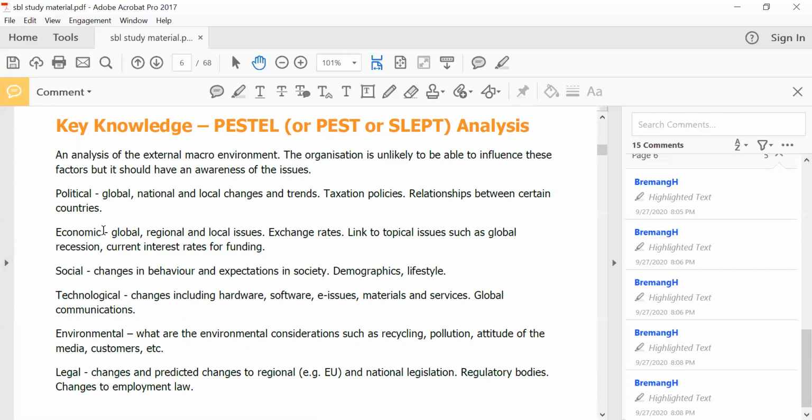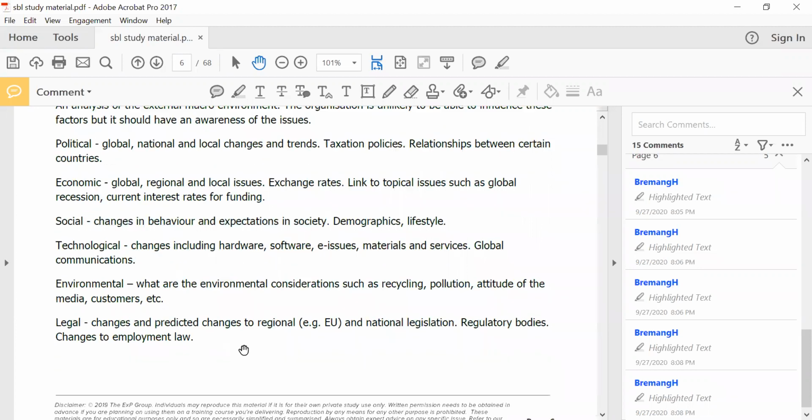Economic factors can also be issues like exchange rates, and the link to topical issues such as global recession and current interest rates for funding. All these factors tend to affect businesses. The next one is social factors. Social factors, what are we talking about? We're talking about changes in behavior. If the consumer's behavior tends to change, it tends to affect demand. So with social factors, we're talking about the social life of individuals, in relation to changes in behavior, expectations in society, demographics, and lifestyles. All these pertain to social factors under the PESTEL analysis.